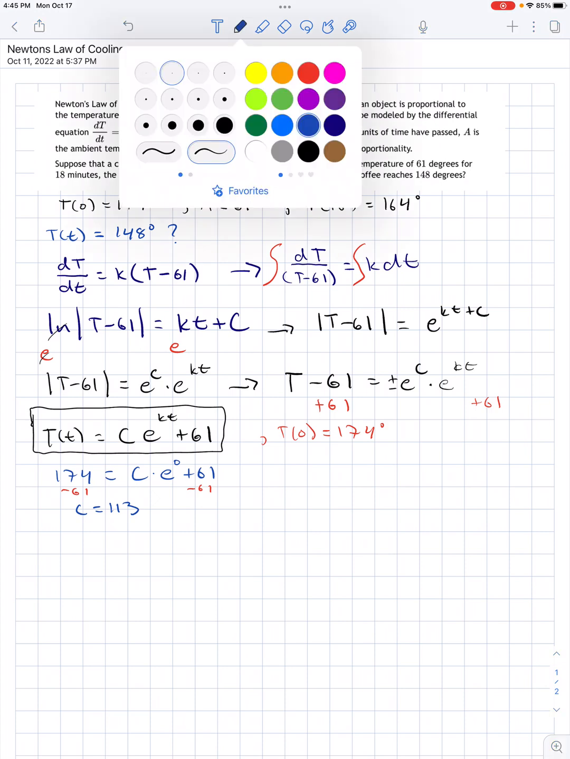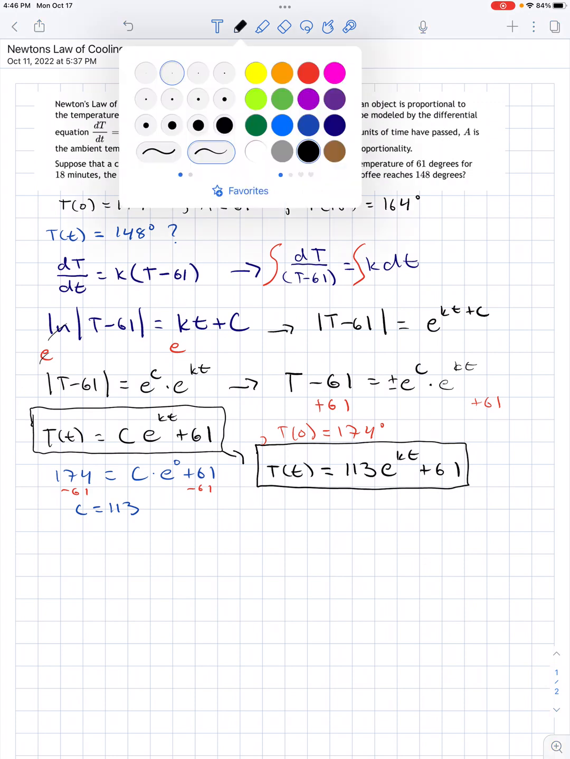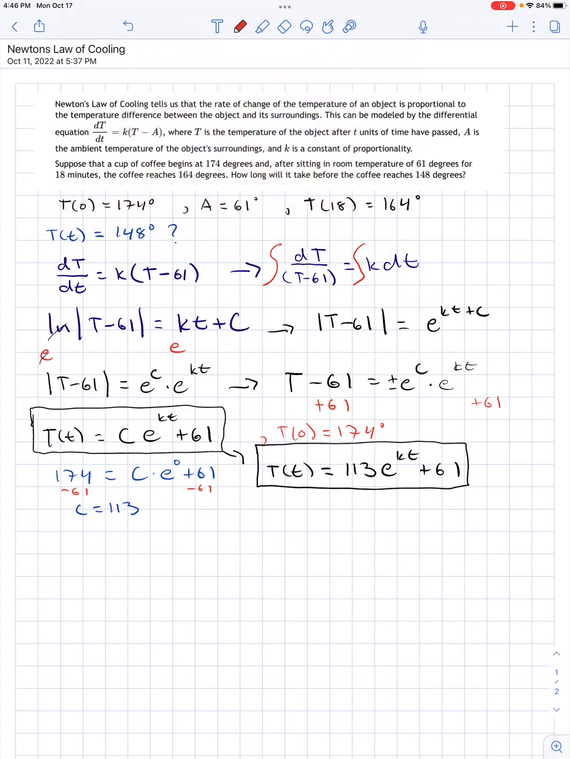And now we have our full-blown differential, or not differential, our solution, which is 113 e to the kt plus 61, and I lied because we are still in need of k, which is the constant of proportionality. To find that, remember, we have more cool information. After 18 minutes, the temperature is 164 degrees. So we can use that to find k.